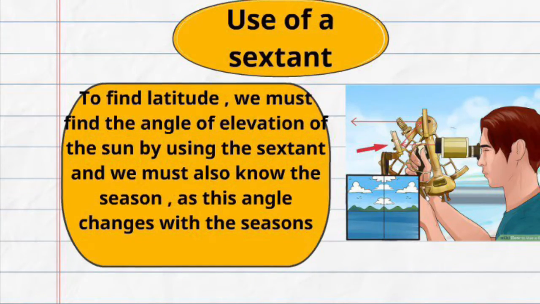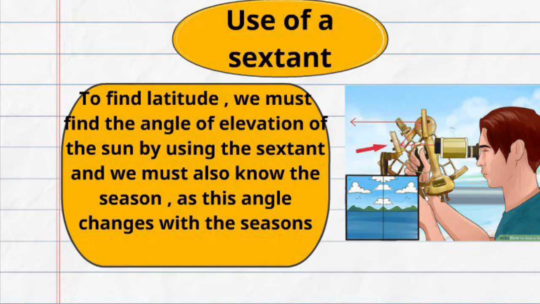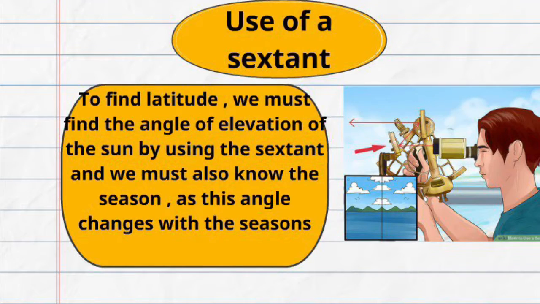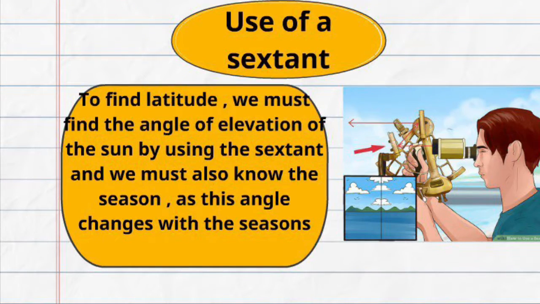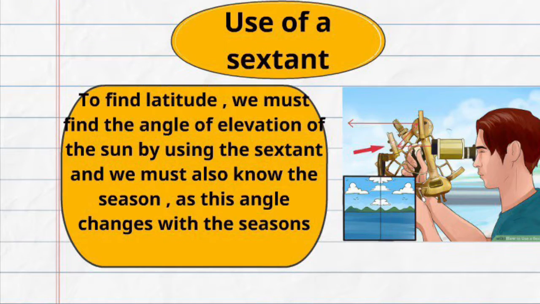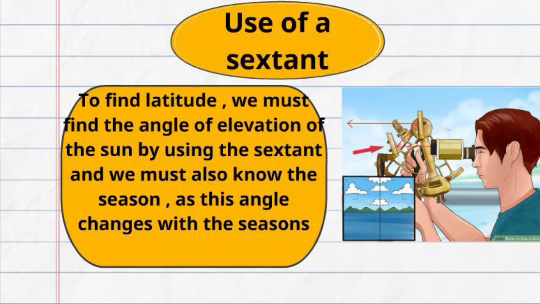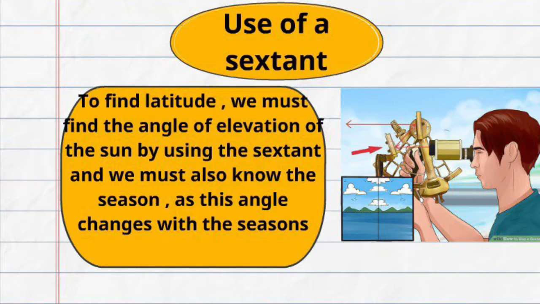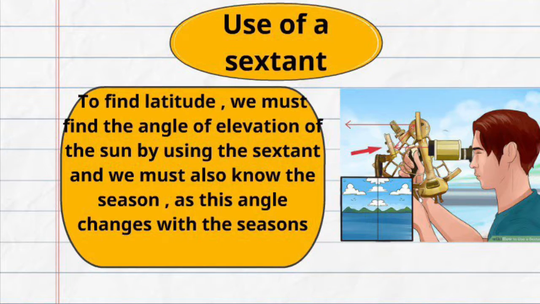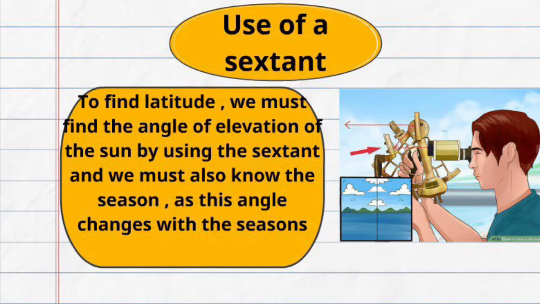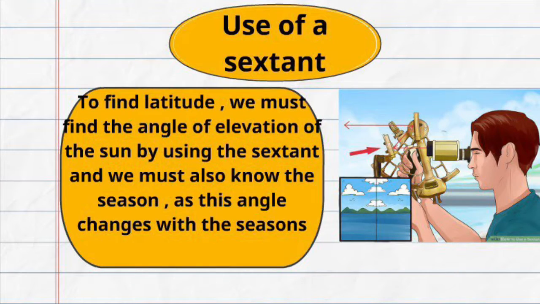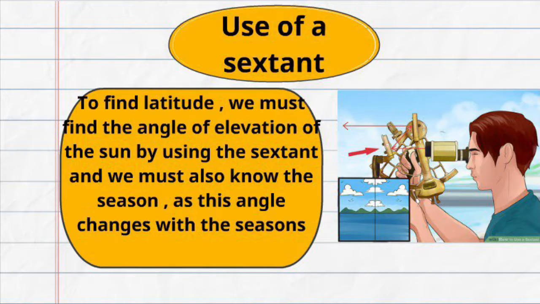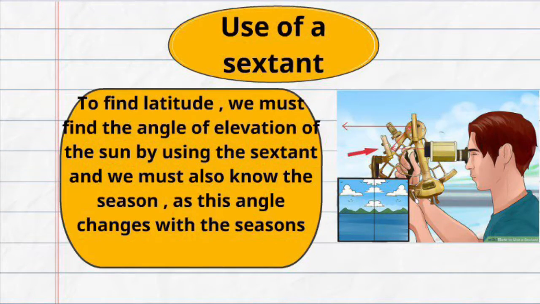A sextant is a very important mathematical instrument for navigation at sea. The primary use of a sextant is to measure the angle between two faraway objects. Most often, these objects are the sun and the horizon, or the pole star and the horizon. To find the latitude, we must find the angle of elevation of the sun by using the sextant, and we also must know the season. The reason we need to know the season is because the angle changes with the seasons.